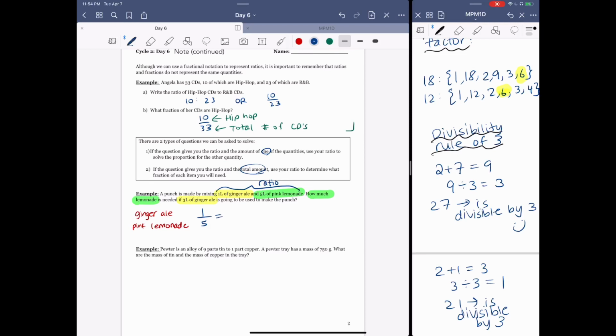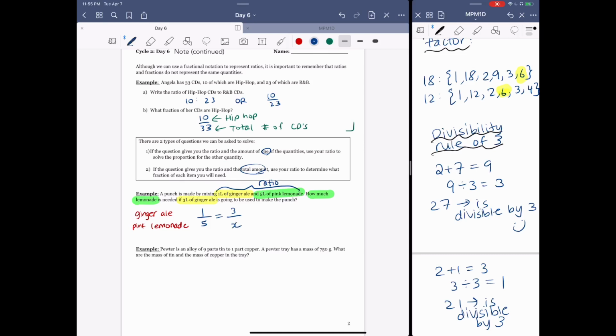Equals. Well, why do I set it up that way? Well, it's a proportion, and I need to know how much lemonade I will need in comparison. So it says if I have 3 liters of ginger ale, where is that going to go? Well, keep in mind 1 over 5 was a ratio, so I put that together as part of the same fraction. And the 3 liters of ginger ale is going to go to the numerator of the other. And then what do you put for the denominator? Well, I don't know how much pink lemonade I need, and so when you don't know, you put a variable.